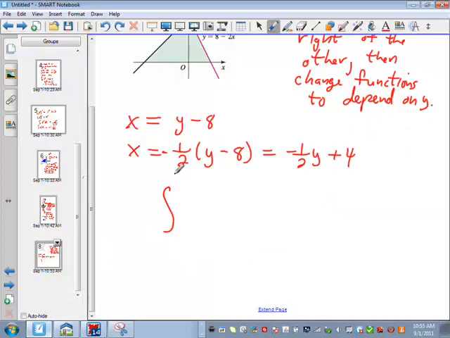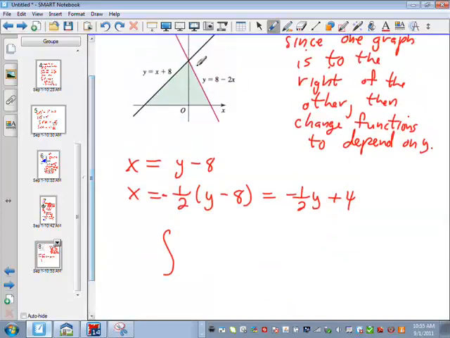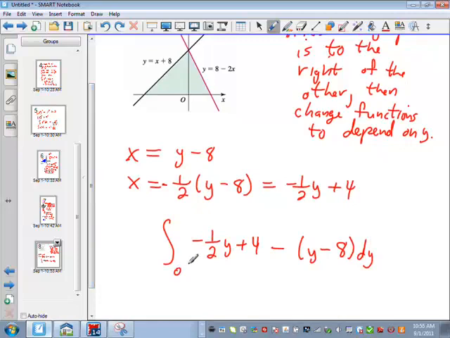The integral from something to something, rightmost value is this one, 8 minus 2x, but that corresponds to minus 1/2 y plus 4 minus y minus 8 dy. So the question, of course, is what are those values? One is obviously 0, given the context, and then we'll set these two equal to each other and solve.